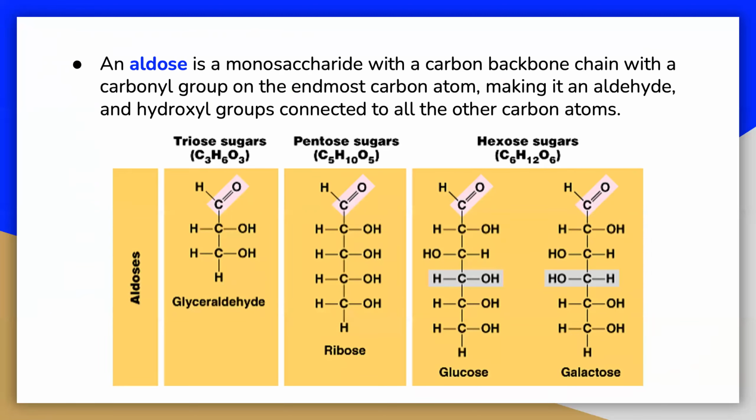So for a carbohydrate to be an aldose sugar, it needs an aldehyde group, and to be a ketose, it needs a ketone group. An aldose, for example, is a monosaccharide with a carbon backbone chain with a carbonyl group on the endmost carbon atom, making it an aldehyde, and hydroxyl groups connected to all the other carbon atoms. All of these sugars that are in this image are aldose sugars. This is exactly because the carbonyl group is located at the very end of the molecule.